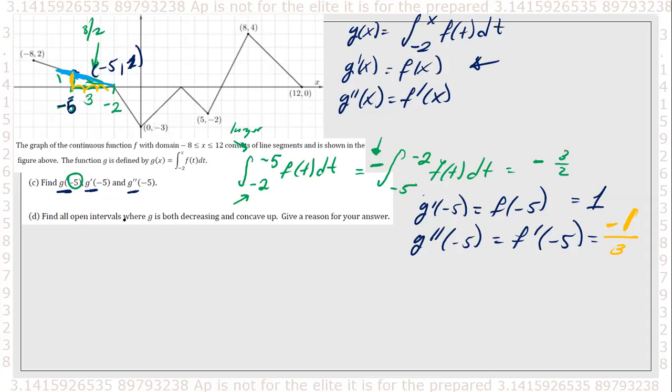The next one. Find intervals where it is both decreasing and concave up. Believe it or not, you could actually use the fun chart for this. So whenever you're thinking about decreasing, let me get a different marker. Where is my pen? I lost it, guys. Here it is.